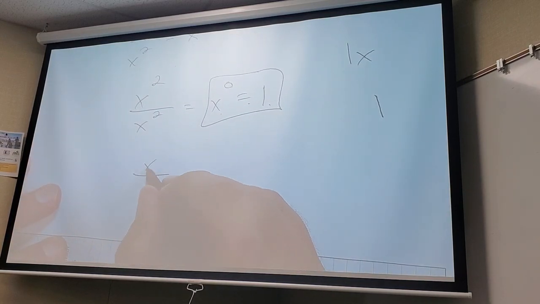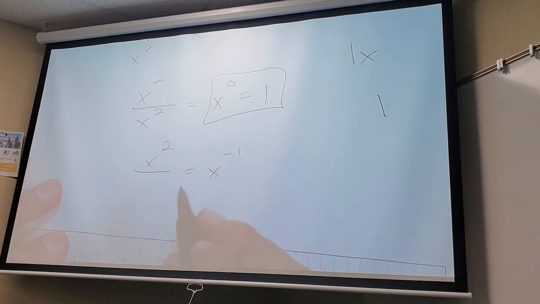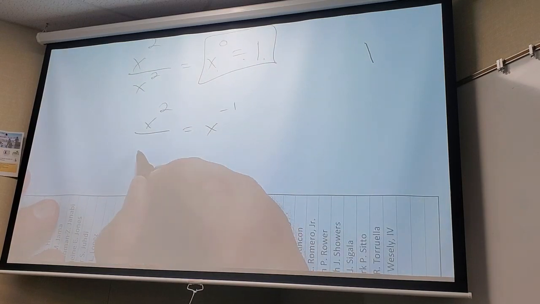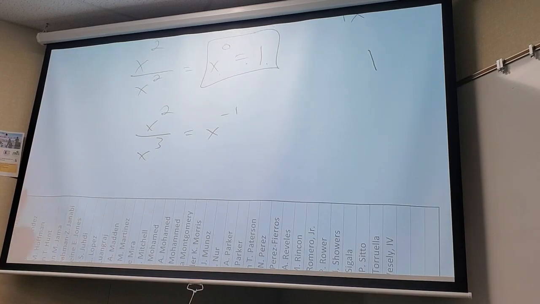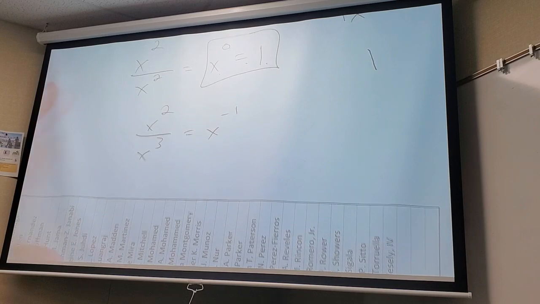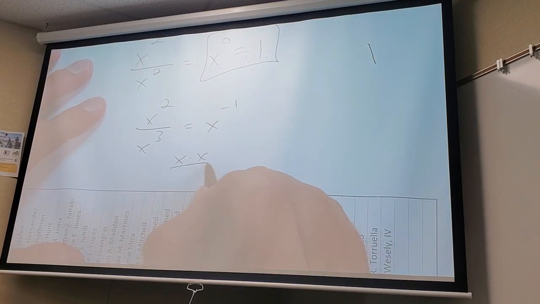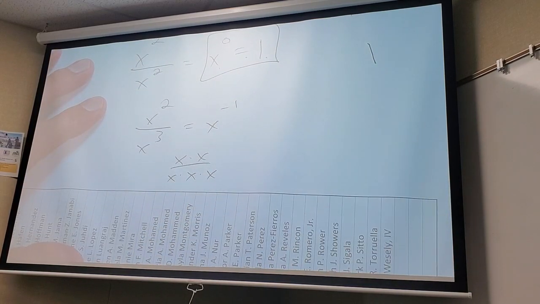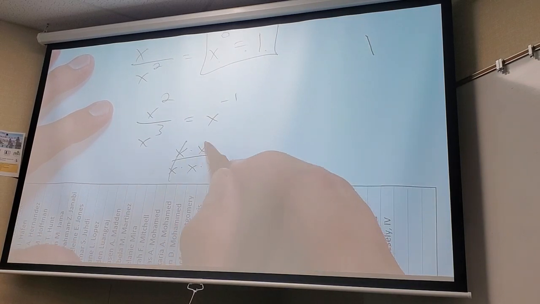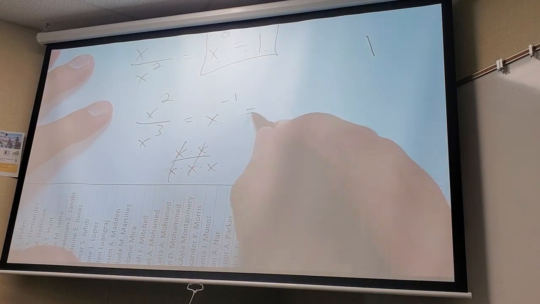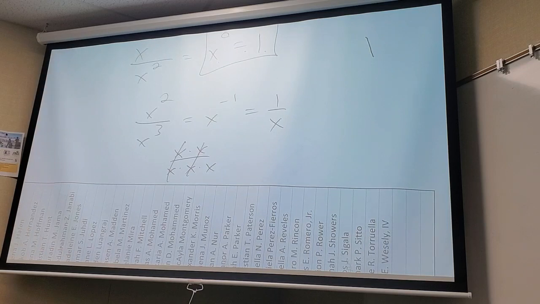Well, what would I put at the bottom so the answer is x to the negative 1? X cubed, yes? 2 minus 3 is negative 1. But what is 2 x's divided by 3 x's? How many x's cancel? 2. How many are left? Where? On the bottom. So what's a negative power mean? Flip. Negative power just means flip.